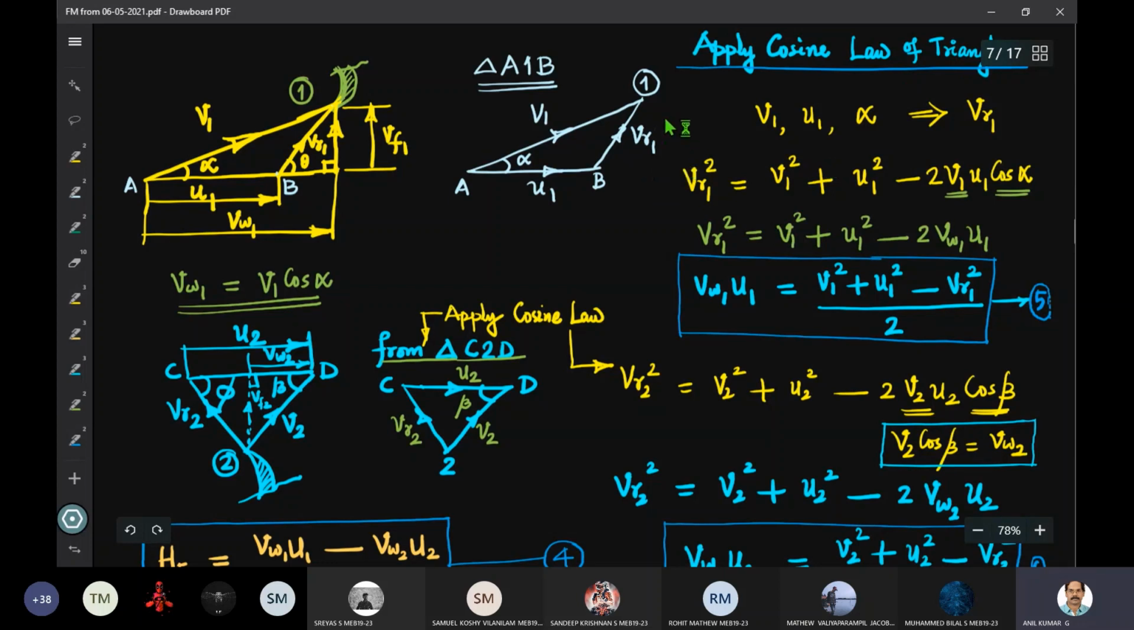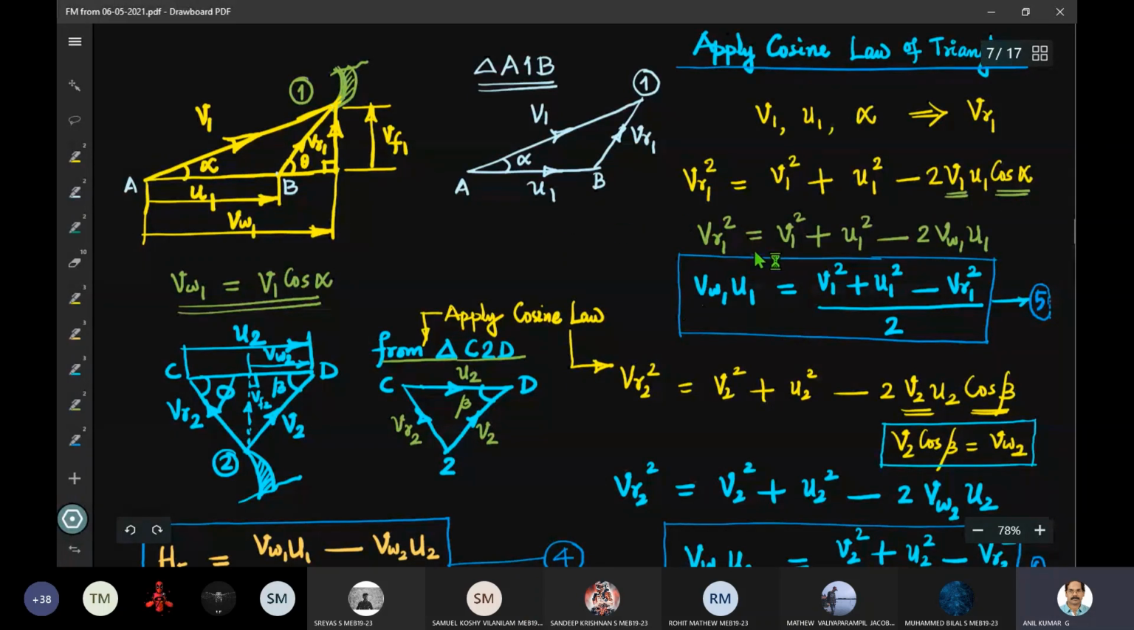VR1 square, the third unknown side squared, is equal to the sum of the squares of the given sides, V1 square plus U1 square, minus 2 V1 U1 cos alpha. This is the popular cosine law. VR1 square is equal to V1 square plus U1 square minus 2 times V1 U1 into the cosine of the angle between them, that is alpha in this case. That is the expression you get when you apply the cosine law.